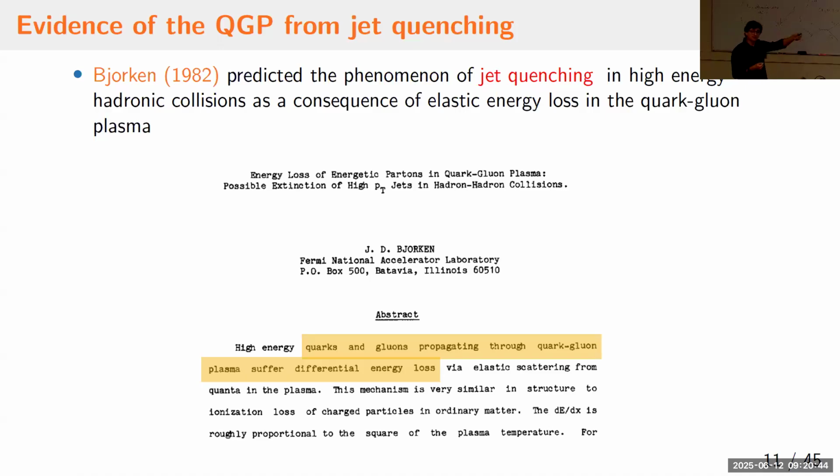But possibly by pushing the energies higher. Nevertheless, here he conjectured that high-energy quarks and gluons that propagate through the quark-gluon plasma should lose energy as a result of their strong interactions with the quark-gluon plasma. So this was the first idea of invoking the use of jets or high-energy particles in hadron collisions to study the quark-gluon plasma.